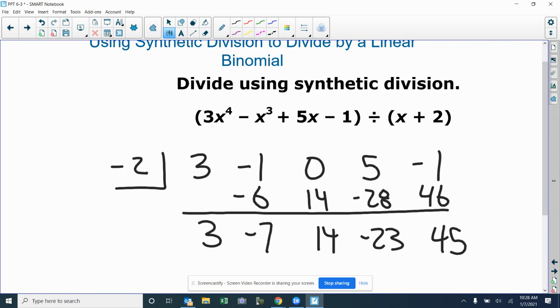Now, what do those numbers really mean? Well, those are the coefficients of each individual spot. What's my highest power? What's the power I started with? X to the 4th, didn't I? So we're going to drop it 1. So this is going to be 3x to the 3rd minus 7x squared plus 14x minus 23 plus 45 over what I divided by, x plus 2.